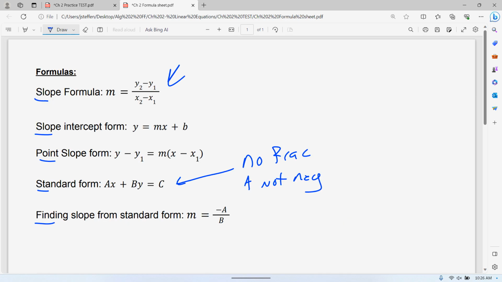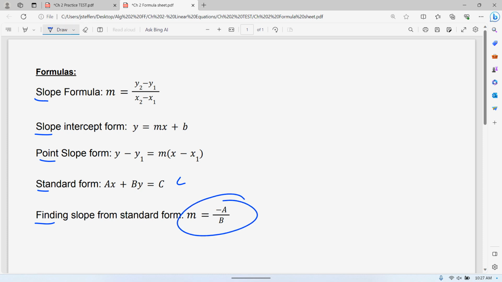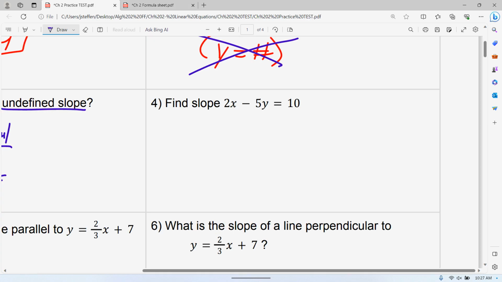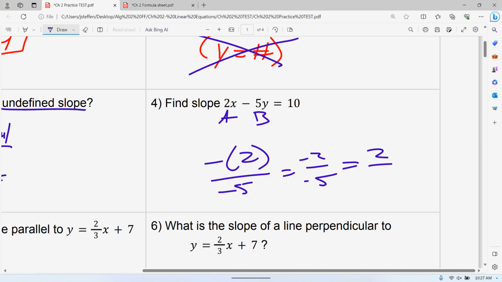Your formula sheet over here, actually, should have that on there. That's okay. So my A and my B, so it's -2 over B is -5. So that's -2 over -5, which is 2 over 5.